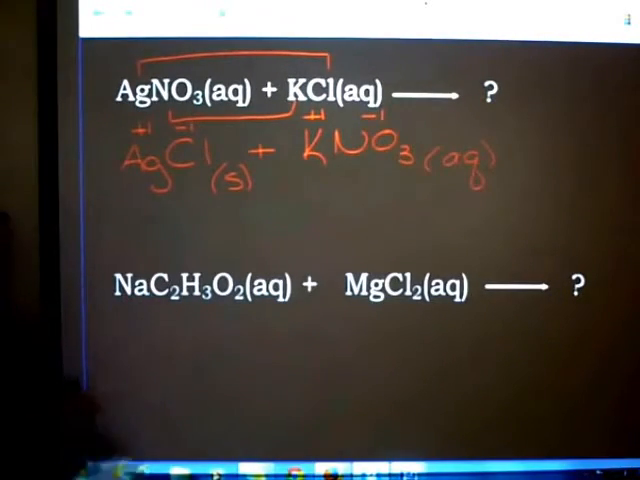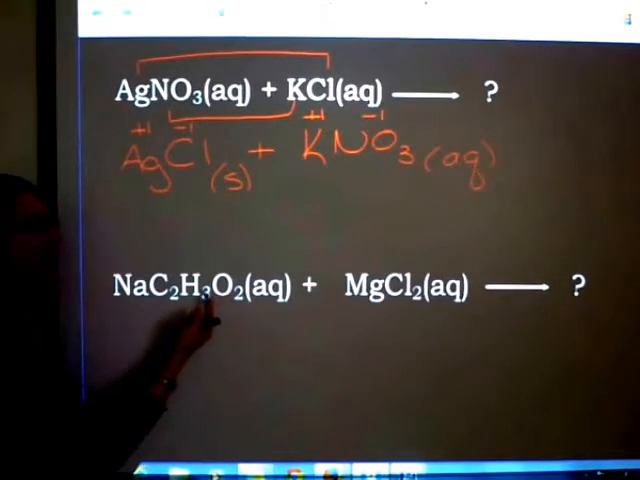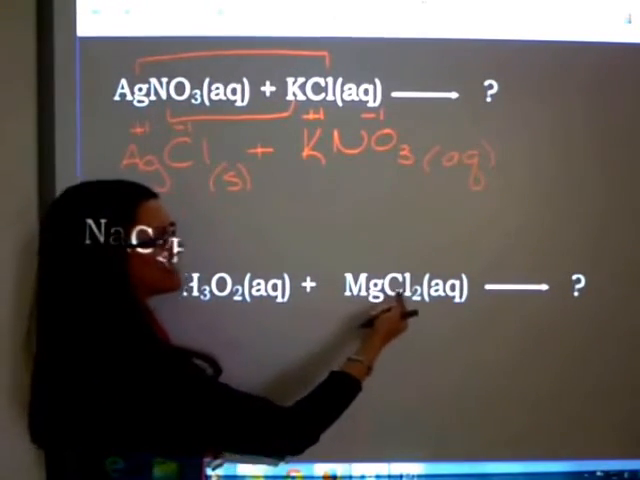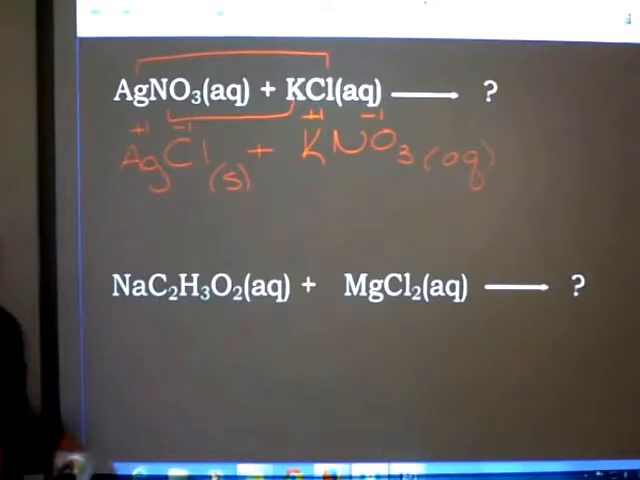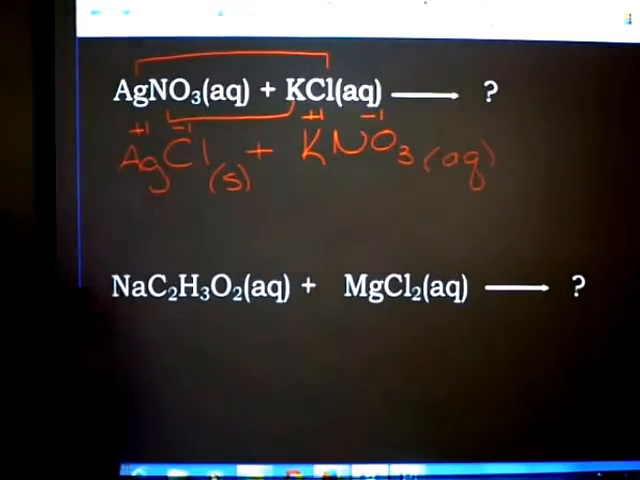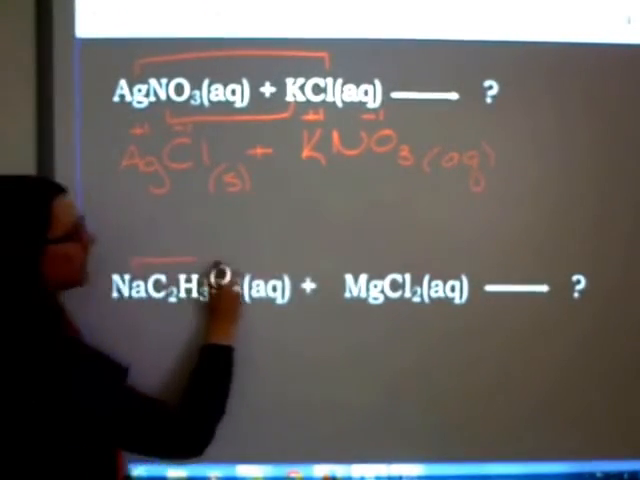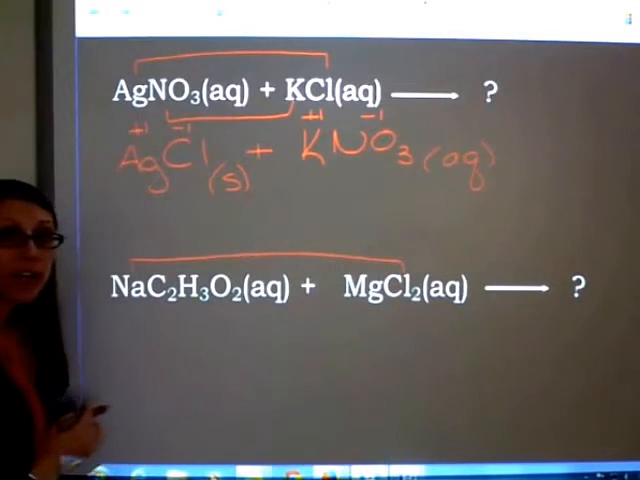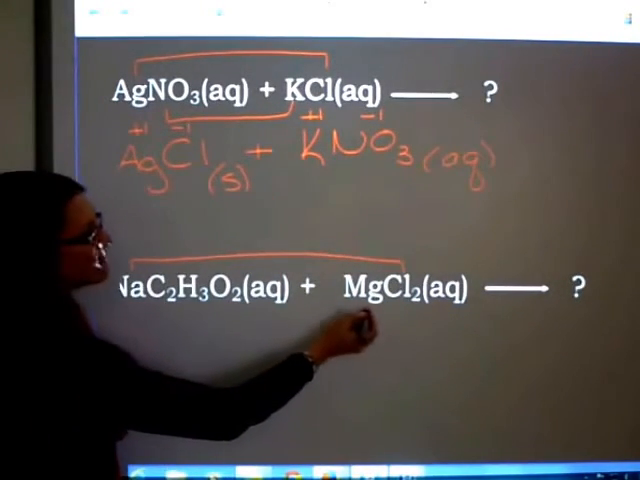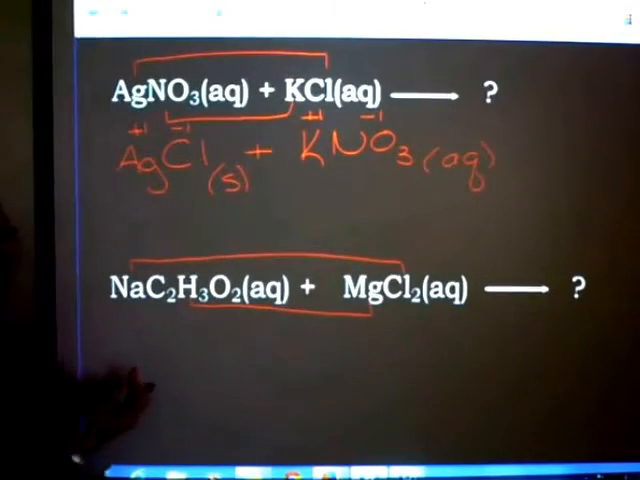For the second one, I have sodium acetate, C2H3O2- is the acetate ion, let me remind you, and I'm reacting that with magnesium chloride in solution form. So when I go to write my products of this reaction, I'm going to switch my anion and cation partners. So I'll take my sodium and I'm going to have that react with the chlorine as a product for my double replacement reaction. And then my magnesium is going to be in an ionic compound with the acetate.